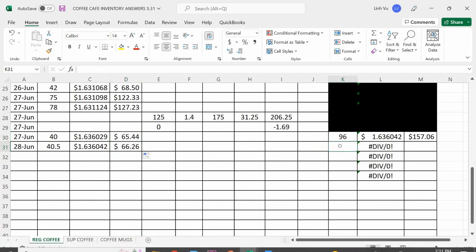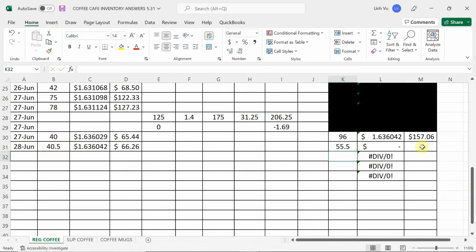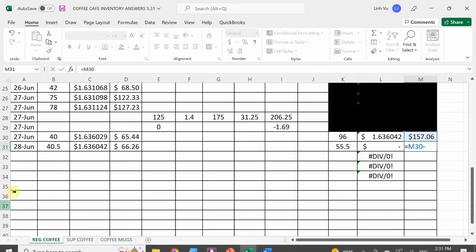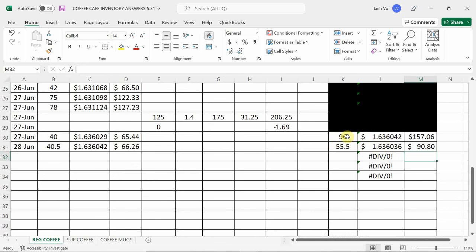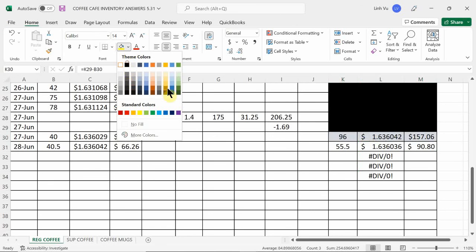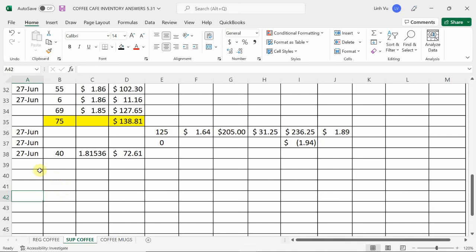So then, if I update my inventory, 96 minus 40 and a half, we have 55 pounds and a half for $90.80. Okay, 90.80. Yes. Good. So we used $66.26 of regular coffee.